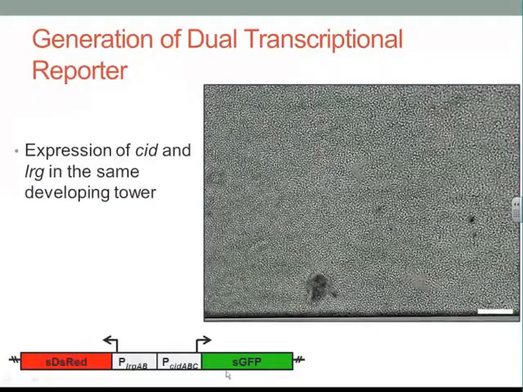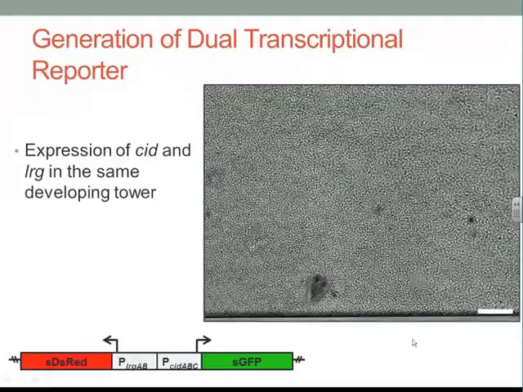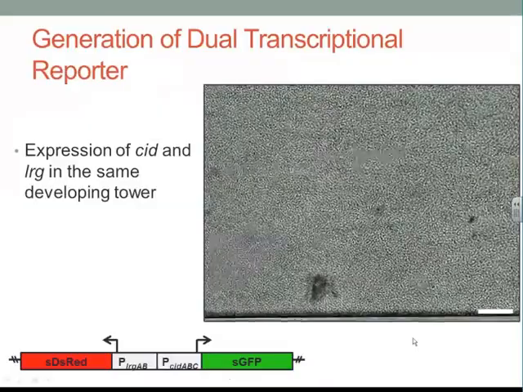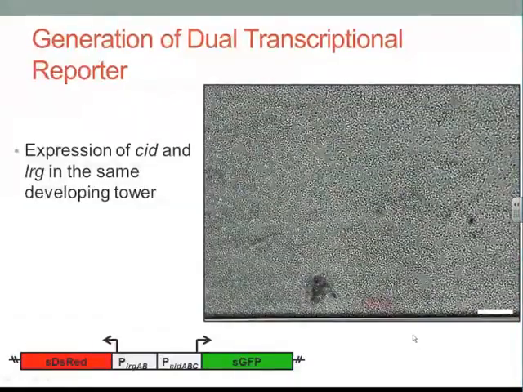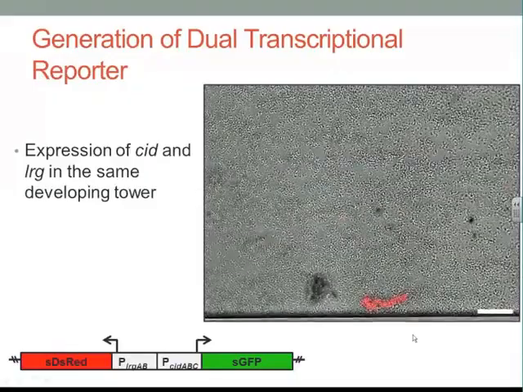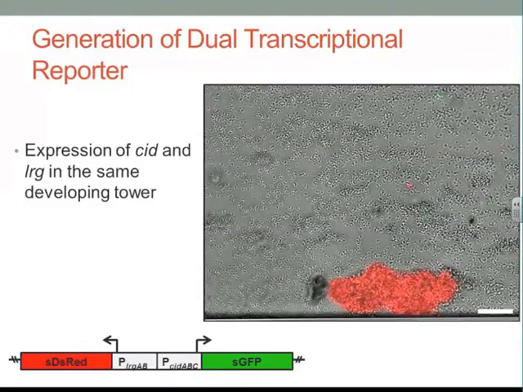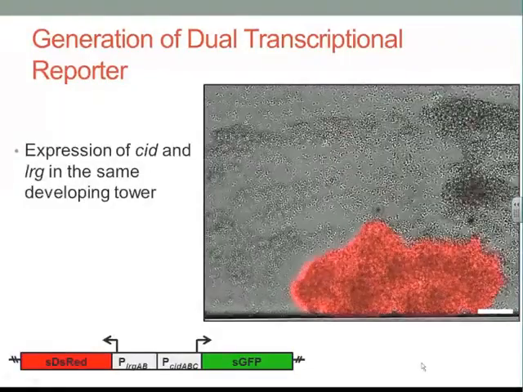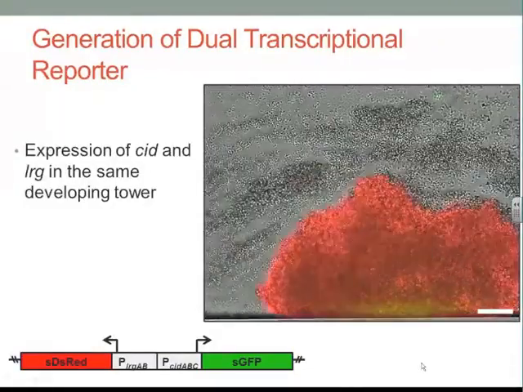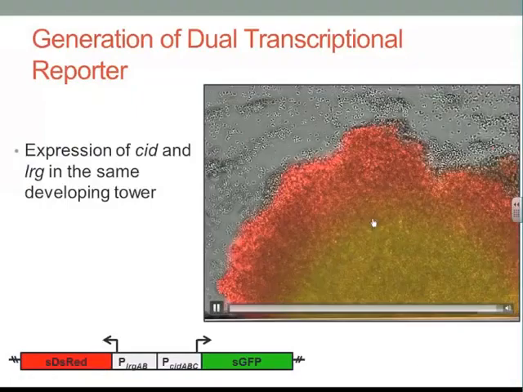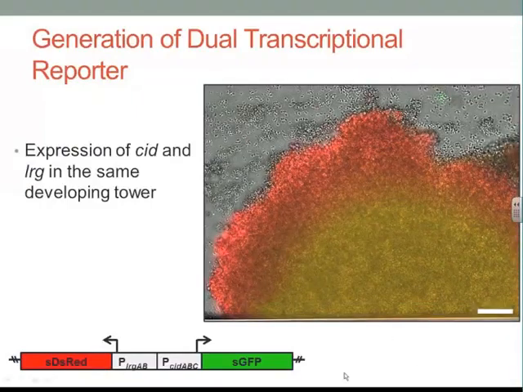What you'll see is very striking, and very similar to what we saw previously. We see that both of the operons are being expressed within the same tower phenotype. Like we previously saw, we see this high level of lerD expression constitutively throughout the entire tower, and then you see this delayed expression of sid that comes on later during the developmental process.